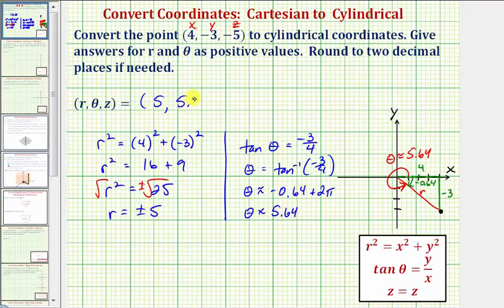So that's our second coordinate. The third coordinate is the z-coordinate, which is the same as the z-coordinate of the Cartesian point. So z is equal to -5. So here's one possible way to express the given point using cylindrical coordinates. I hope you found this helpful.